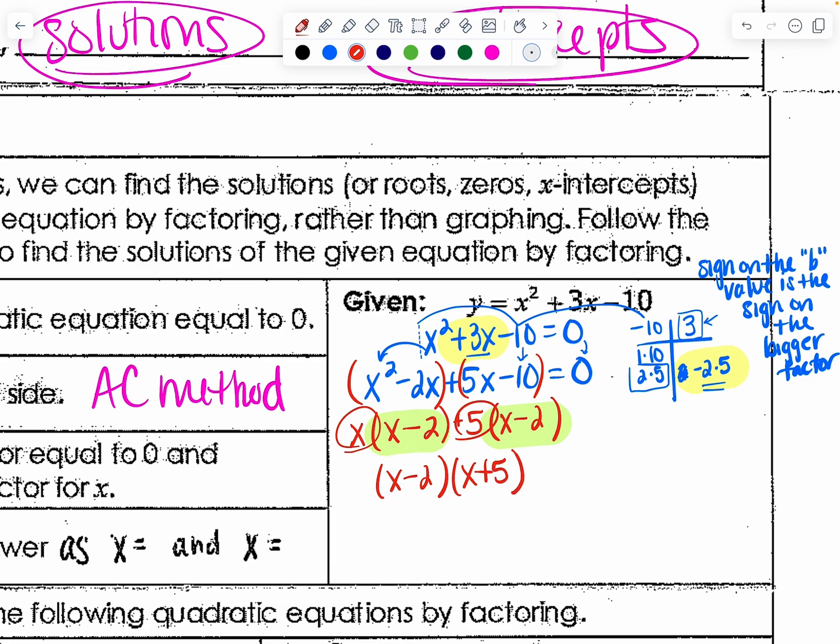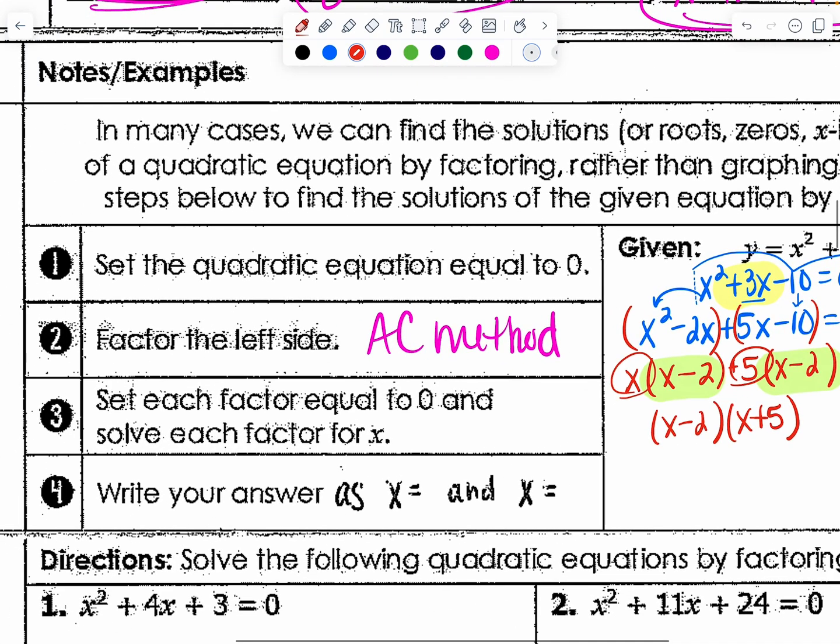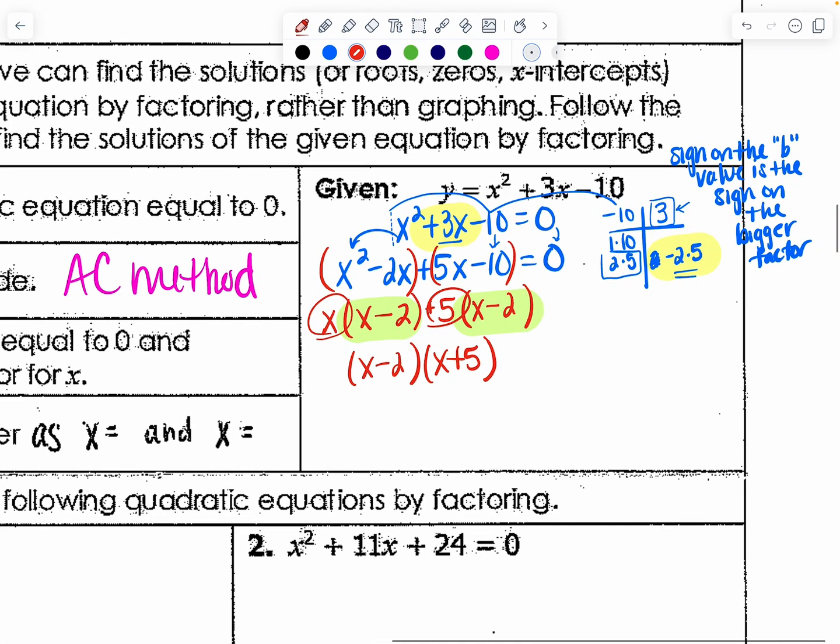Now, this is where we normally would stop because we factored it. However, we now need to go an extra step. If we go back over here, we completed 2, now we're on 3. Set each factor equal to 0 and solve each factor for x. So remember, this equals 0, this equals 0. What we do is take this factor, x minus 2, and make it equal 0. I take the second factor and make it equal 0, and I solve each of these.